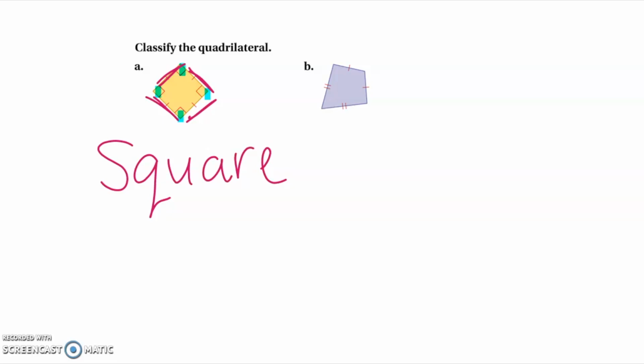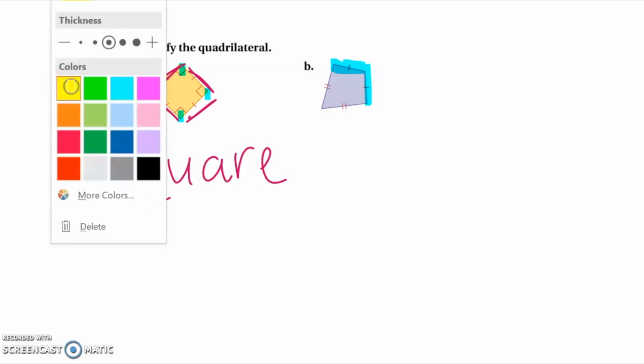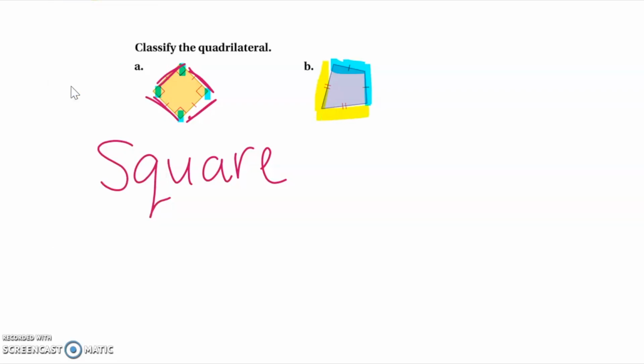Okay, looking at shape B, we can see that the two sides that are next to each other are the same length. That's what that single line means. And then the other two sides that are next to or adjacent to each other are the same length. So we would call this a kite.